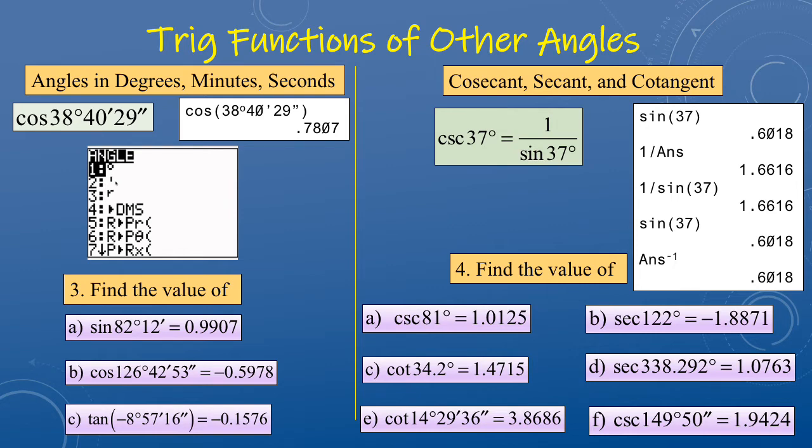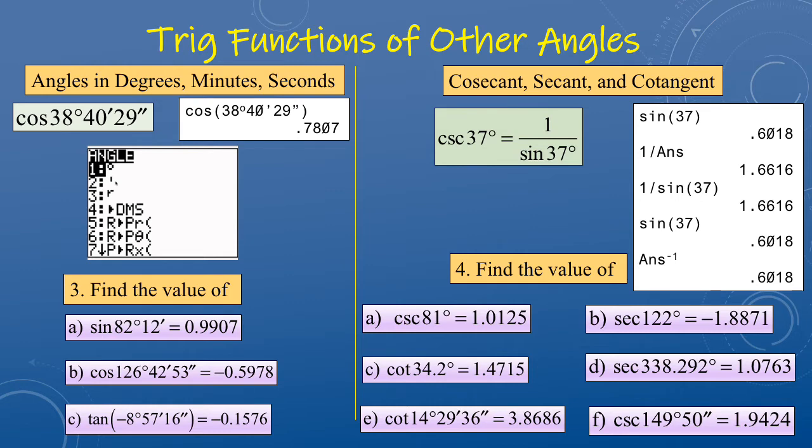To find the cosecant of 81 degrees, we take the sine of 81 degrees and then take its reciprocal, and we get 1.0125. To take the secant of 122 degrees, we take the cosine of 122 degrees and then take the reciprocal, and we get negative 1.8871. To take the cotangent of 34.2 degrees, we take the tangent of 34.2 degrees and then take its reciprocal and get 1.4715.